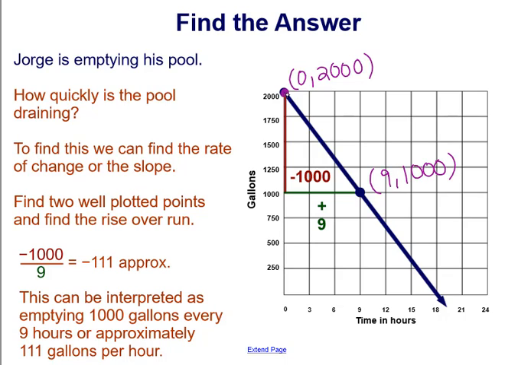So our rise is we have to go down 1,000 units, so that will be negative 1,000, and we have to go right 9 units, so that will be a positive 9. So negative 1,000 over 9 is our rise over run, which simplifies to approximately negative 111. So this is the slope. So to answer the question, we can interpret that as emptying 1,000 gallons every 9 hours, or approximately 111 gallons per hour.